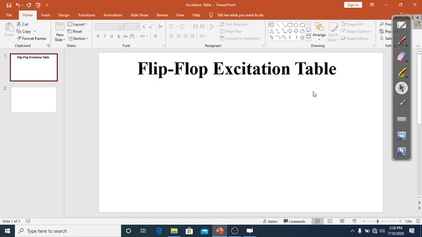Okay, furthermore we have talked about the truth table of the flip-flop, which is also known as the characteristics table. Now we will derive the excitation table by using the truth table of the flip-flops. First, there were 4 types of flip-flops, as we have discussed. One was the RS flip-flop, another was the D flip-flop, then the JK flip-flop, and the T flip-flop. Now let us start with the RS flip-flop.